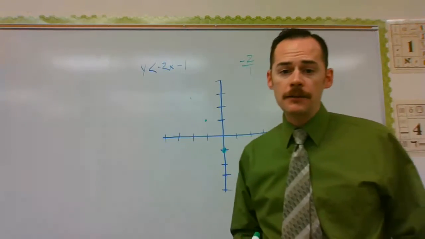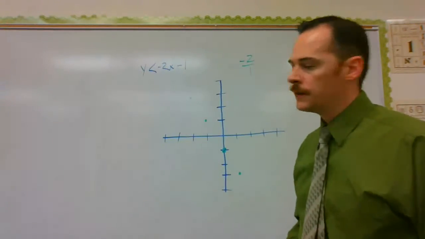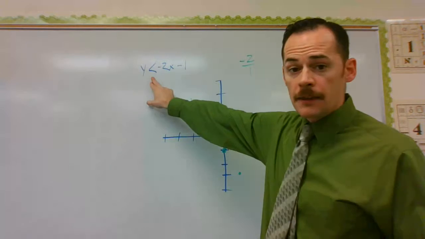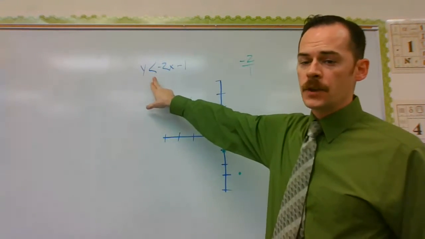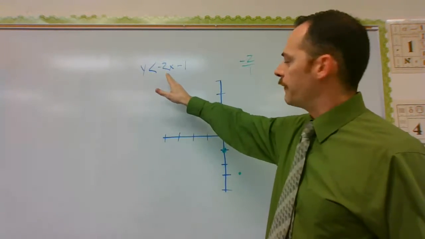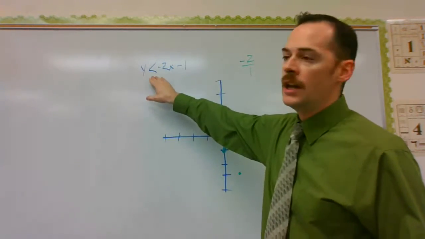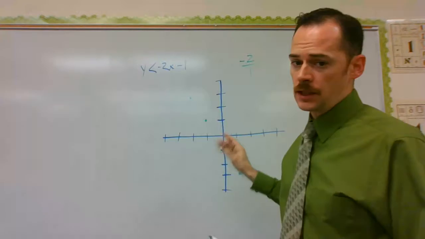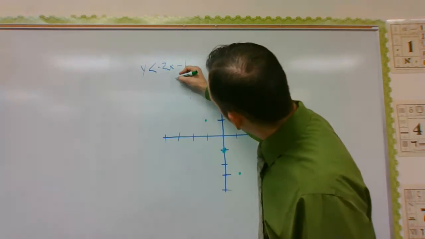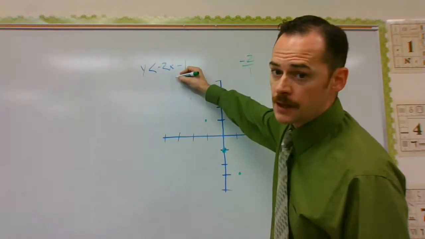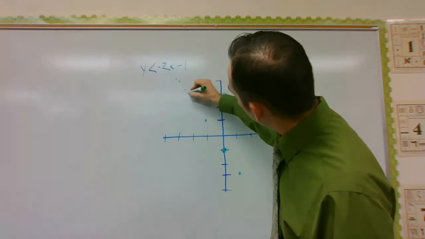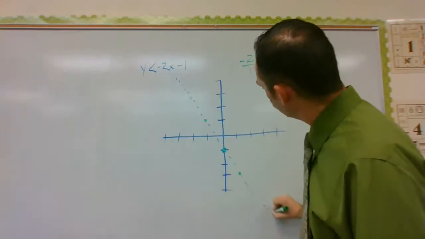Now, the last thing that we have to look at when we're graphing an inequality is the sign. This is a less than sign. So that means that rather than having a solid line, we're going to have a dashed line. Okay? So if it were less than or equal to, we'd have a solid line. But because it is only less than, it's just going to be a dashed line.